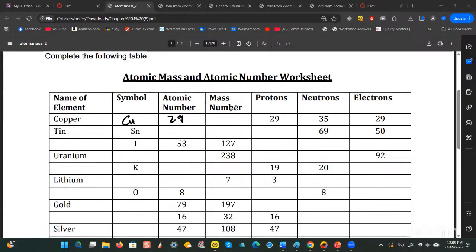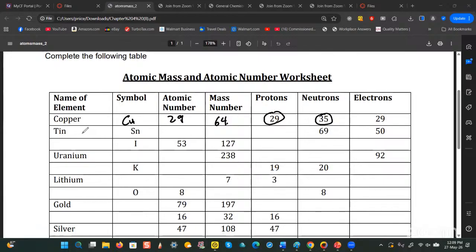Now the mass number. Remember that the mass number is the sum of the number of protons and neutrons. Here we have the number of protons, here we have the number of neutrons. So 29 plus 35 is 64, and that would go here. And that's how you'd complete that line.